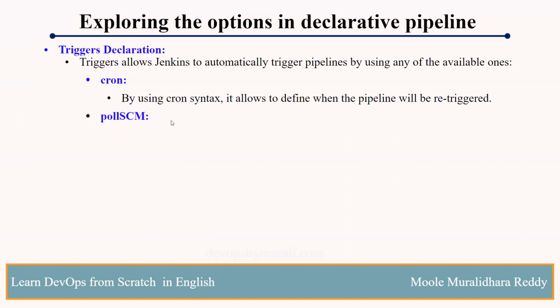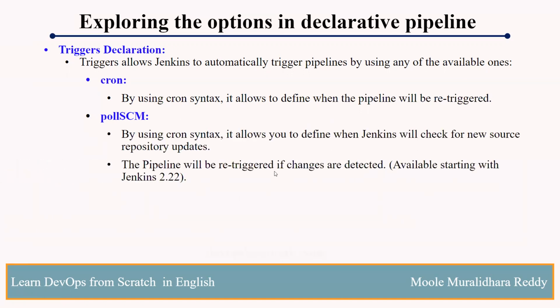And if you define the pollSCM, if you remember what the use of pollSCM is, even though you define a particular time inside that Jenkins job, if there are no changes in the particular GitHub repository, the job won't be triggered. If any changes are made in between 5 minutes, it will trigger the job. It will check every 5 minutes. Got it, right? Next one, the pipeline will be re-triggered if changes are detected. If any changes are detected in the particular GitHub, it will run. Otherwise, it won't be running.